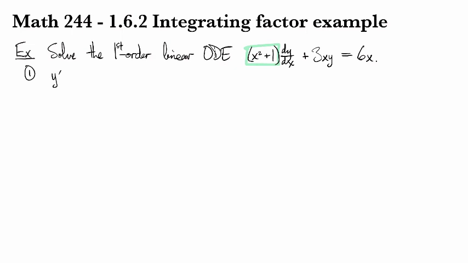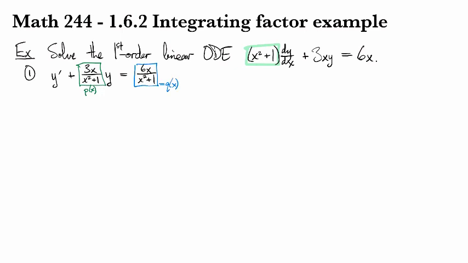So I will divide that across, so then I've got 3x over x squared plus 1 times y is my 6x over x squared plus 1. And now that I have it written in the proper form, I can easily identify that this part here is my p of x, and this part here is my q of x.